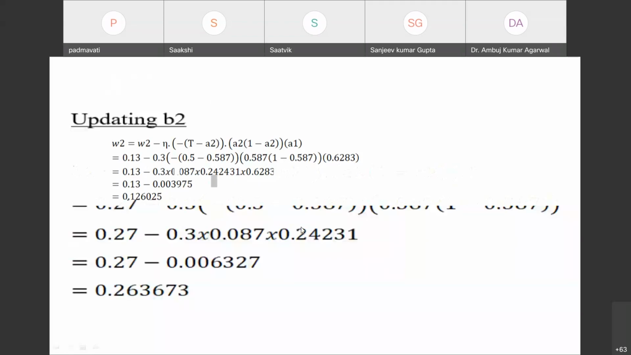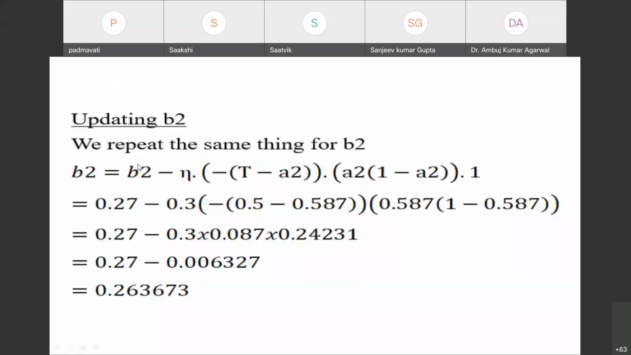In a similar way, now come up with B2. B2 can be updated as B2 minus eta times the derivative of E with respect to B2, which comes out to be this. Place the values we have just computed, and you will get 0.26 something, whereas your earlier B2 was 0.27. Again, we are able to update B2. In a similar way, you can update W1 and B1.